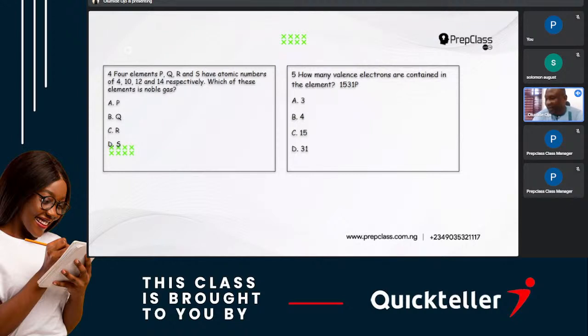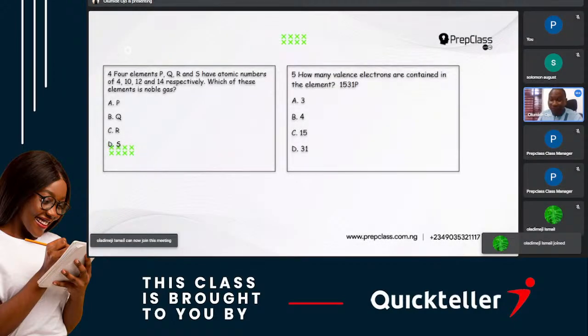Number 5. How many valence electrons are contained in the element? It is 15 subscript, 31 superscript, and P. You get it? That's P 31, 15. Now you say how many valence electrons are contained in the element? So what can we use to know the valence electron? You are going to use the 15. So from the 15, we break the 15 down. So 15 is 2, 8, 5. So that means it belongs to the group 5.